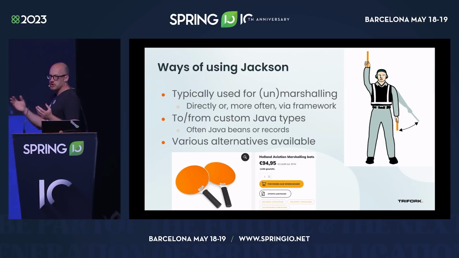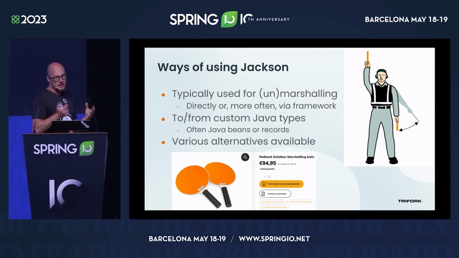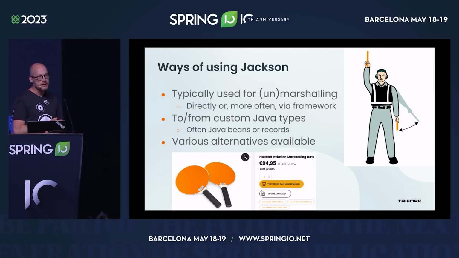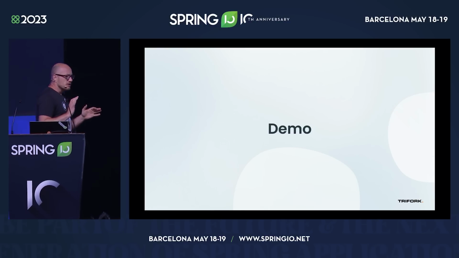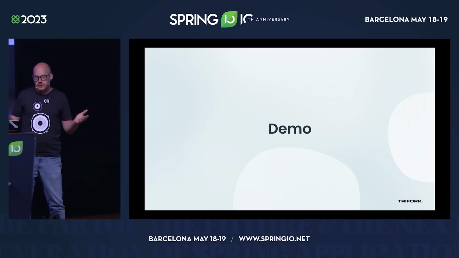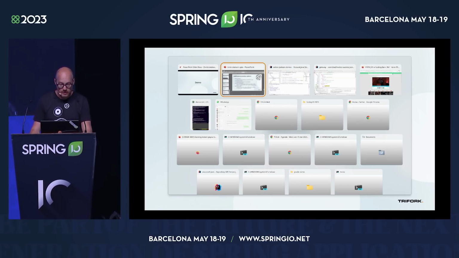And typically we do this to custom Java types, right? Java beans or records or something like that. But I'll show you in some demos that there are some really nice alternatives available to doing just that as well. So the first thing I want to do is quickly show you what you get out of the box if you're using something like Spring MVC with Jackson.